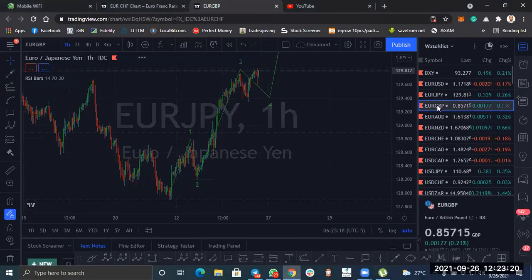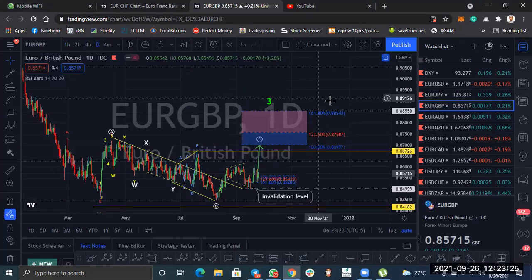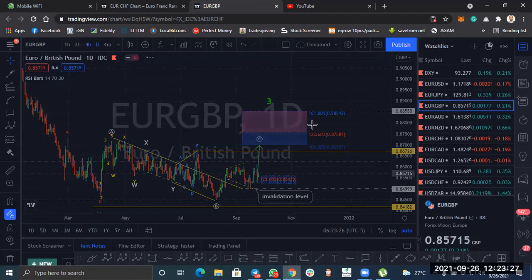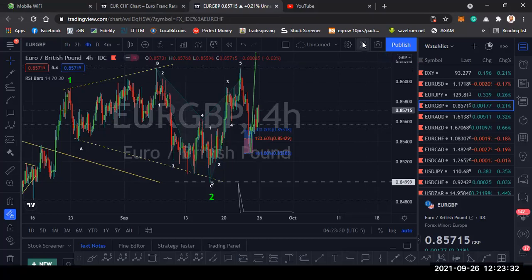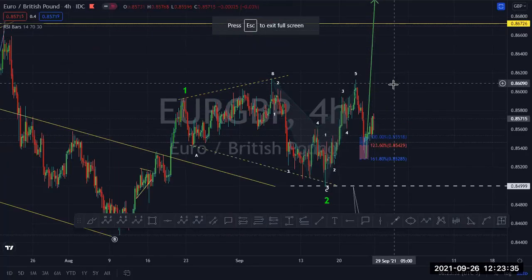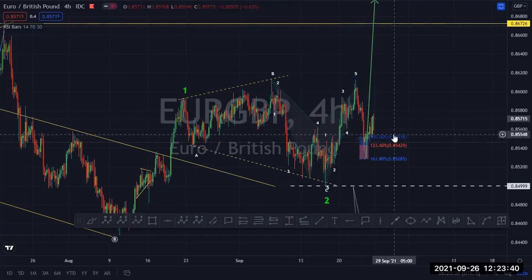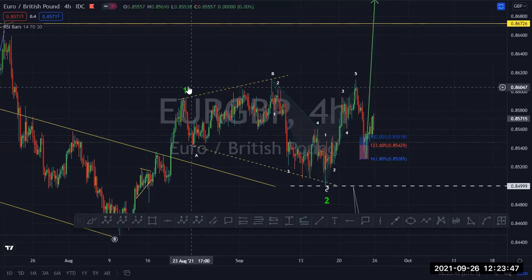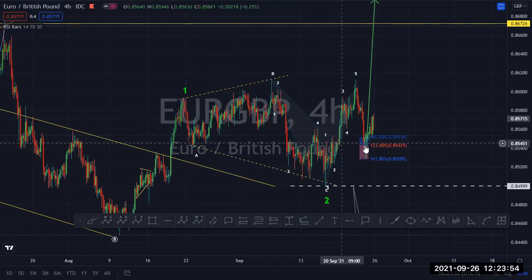Euro GBP. Euro GBP, this is the 4 hours chart. It completed a harmonic pattern and dropped. So now the question is, will it drop further or is the buying resumed? You know, I told you this is an expanding flat, A, B, C, and since then it is going up.